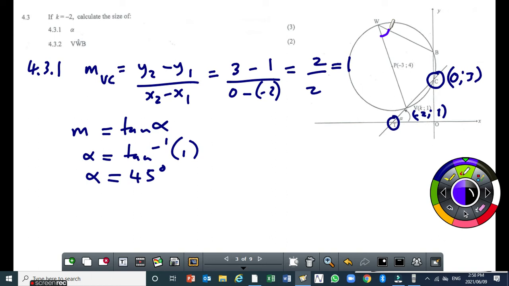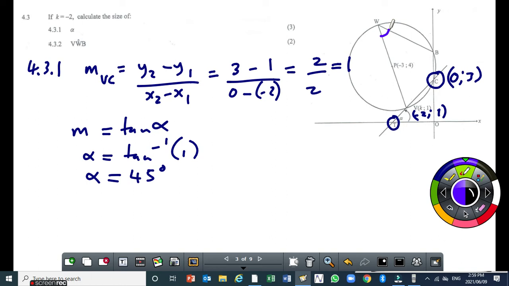Based on the definition of the angle, it's not an angle of inclination, because the x-axis is not involved in the formation of that angle. So you have to use your Euclidean geometry concepts to get that angle. You combine analytical and Euclidean geometry. I must be honest with you, this question, 4.3.2, requires some thinking as to how you can find the size of that angle.